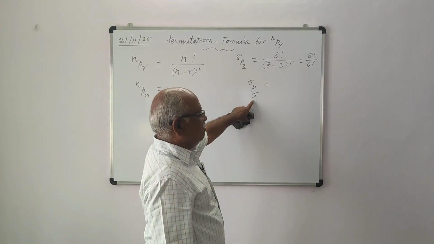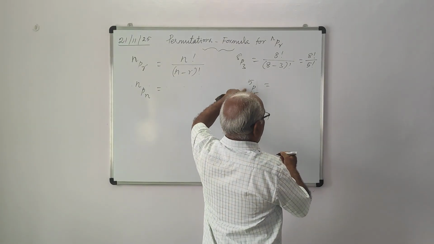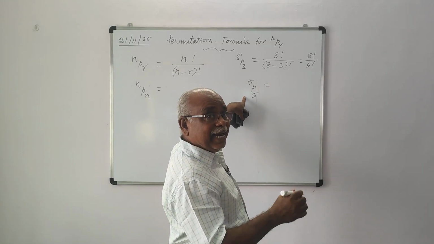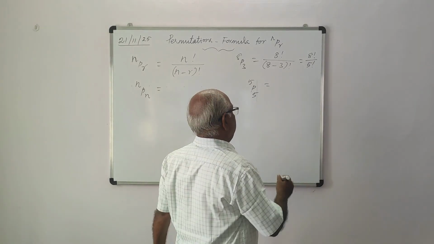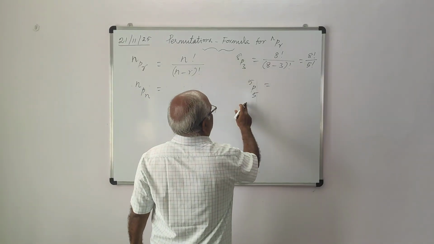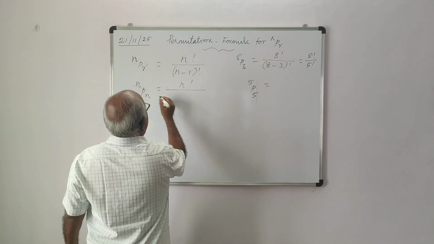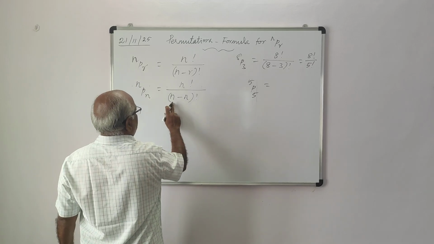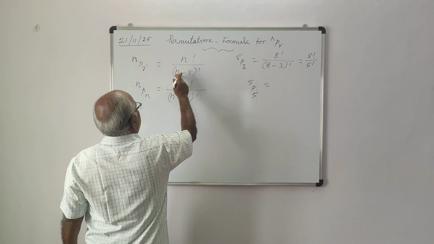Here n and r should be equal. R should not be greater than n, but may be equal. So n is greater than or equal to r. So what is 5P5? You will see. nPn is n factorial by n minus r factorial, where r is also n, so n minus n.